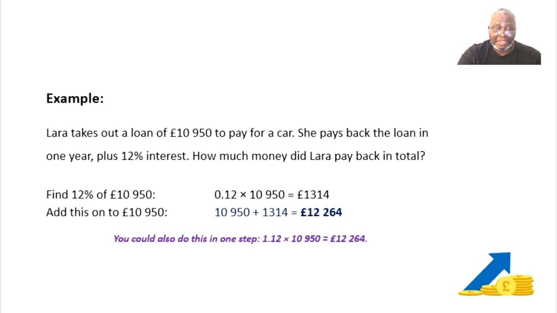You remember how we get that: 12% is the same as 0.12 in decimal. Add this onto the £10,950 and Lara will have to pay back £12,264. You could also do this by simply adding the 12% to 100% and then multiplying that by 10,950. So 112% times 10,950 is equal to £12,264.